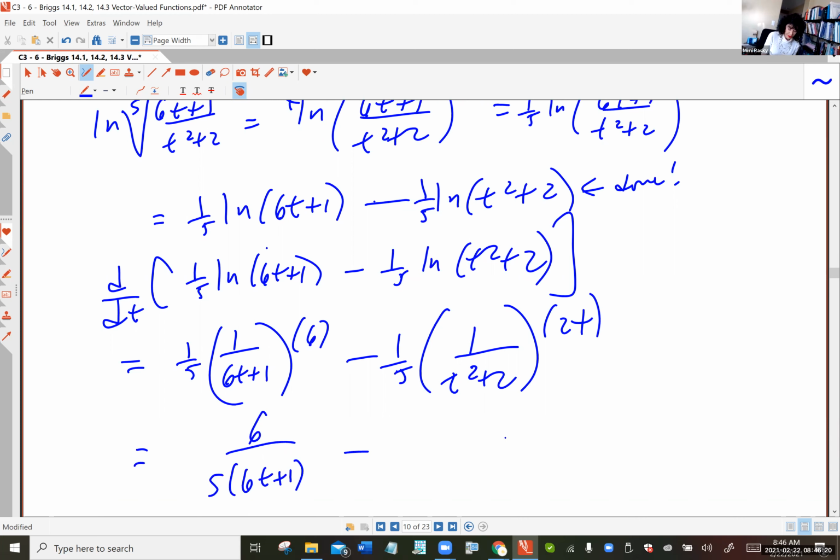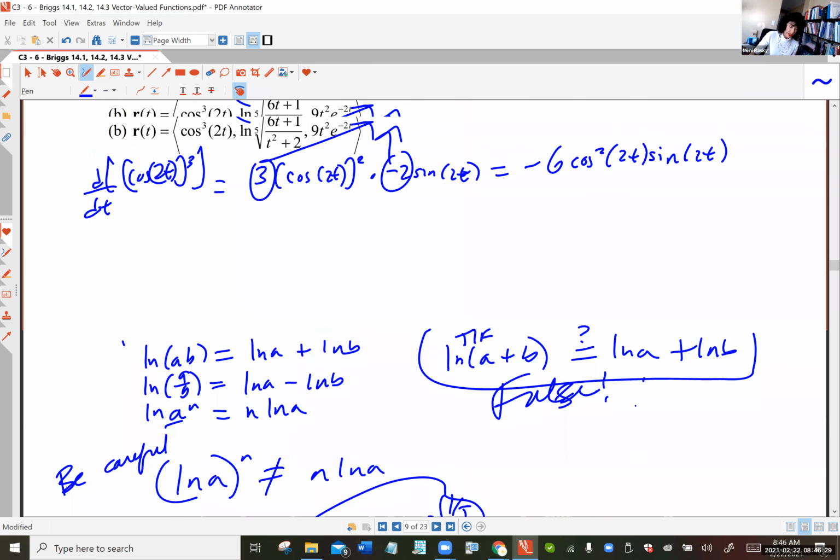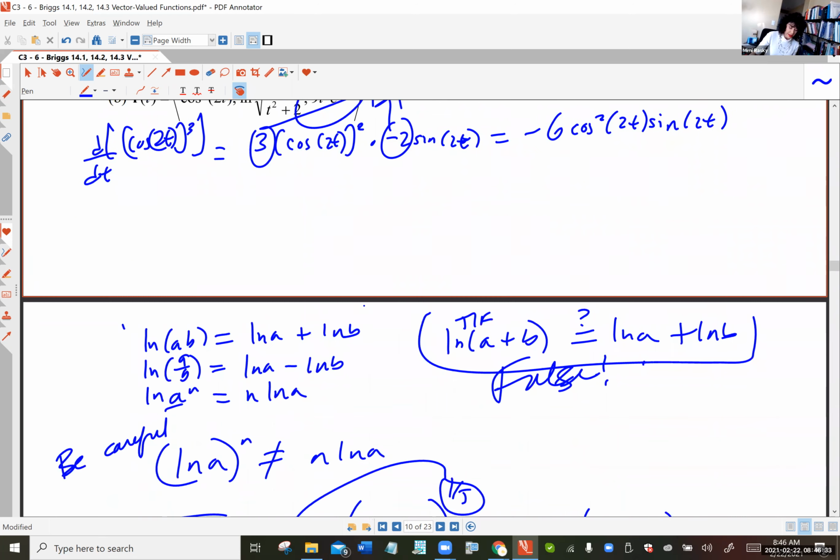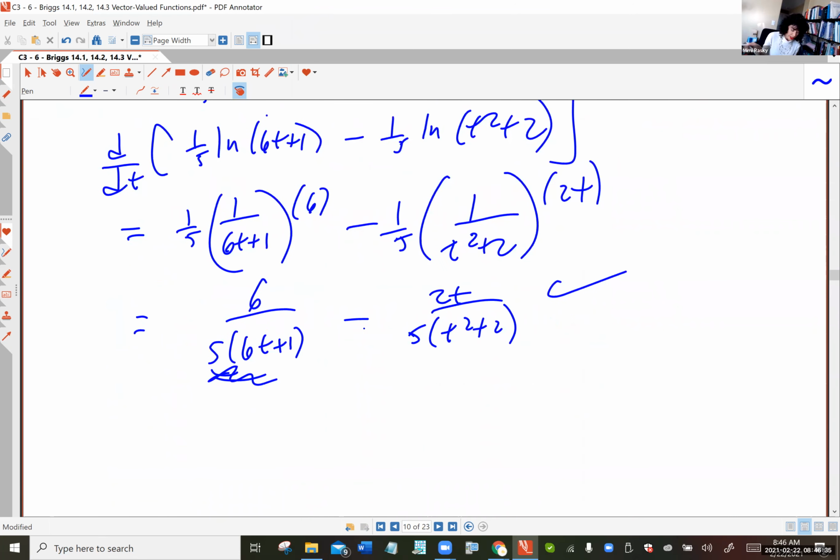Please don't. I know some of you want to do that. Don't. It looks better factored. Okay, so there, we took the derivative of the second component, and now I'm ready to go to the last component, 9t squared e to the negative 2t, and take that component's derivative.